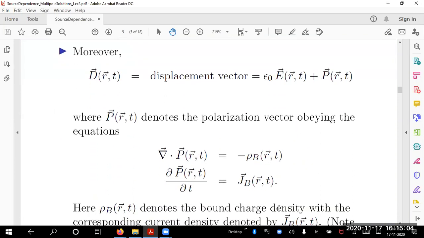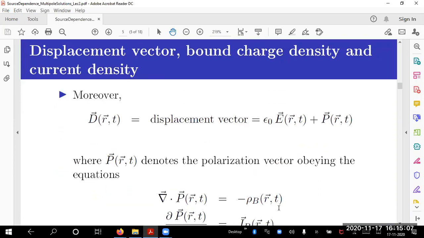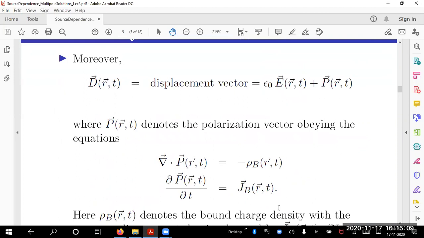We know that this is explanation again. So we have the displacement vector, which is defined as epsilon naught E plus a polarization part. The polarization part we are going to ignore later on, because compared to the electric field, P is very, very small. Those who calculate it know the strength of the polarization and the strength of the electric field in any radiation. So then we can ignore it. Right now, you just take whatever the definition is, fine.